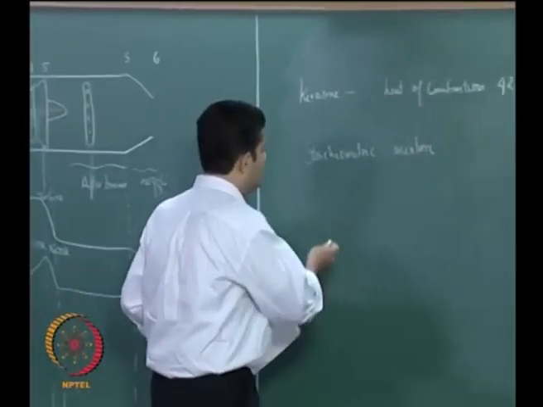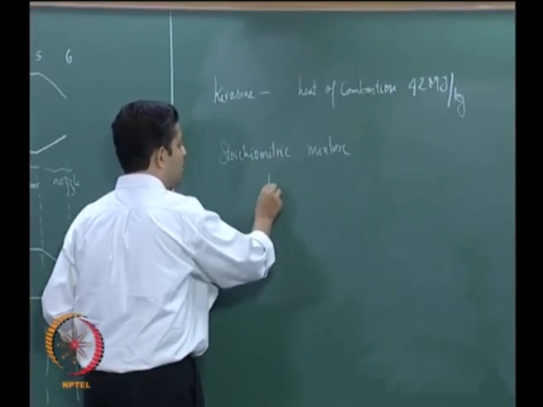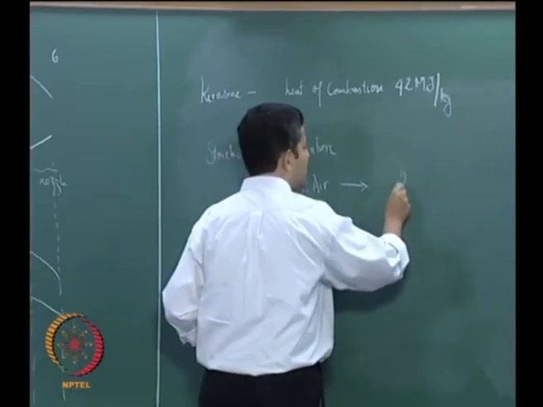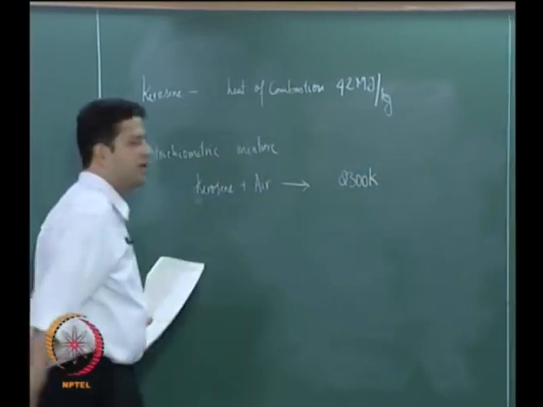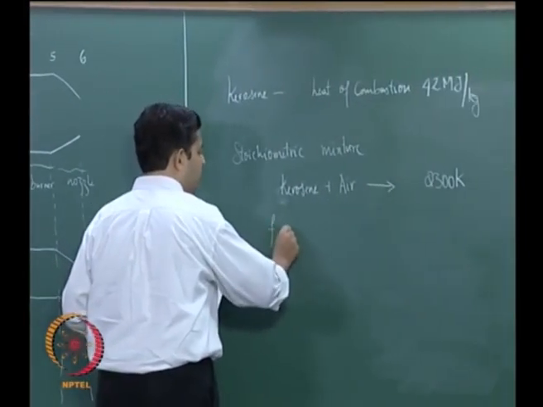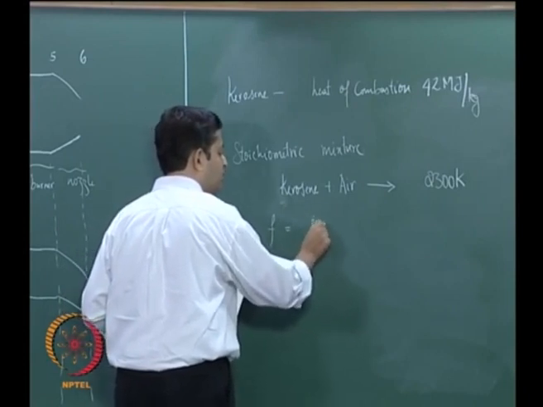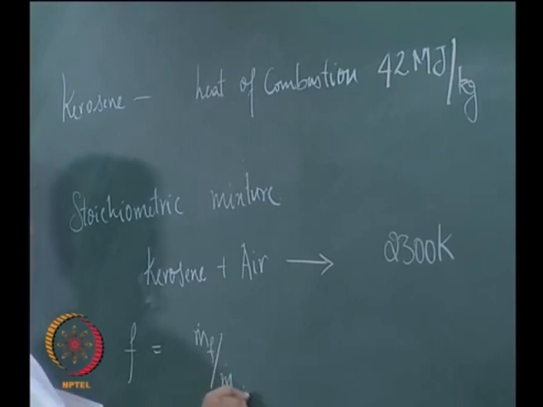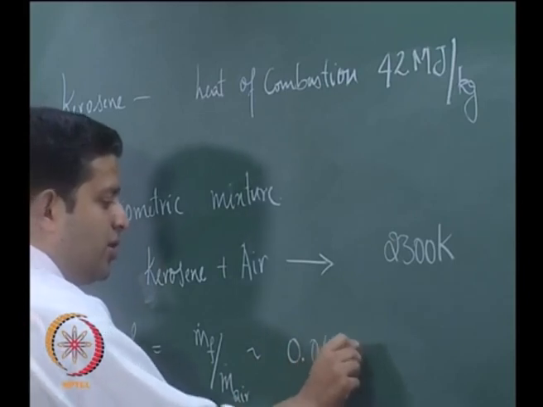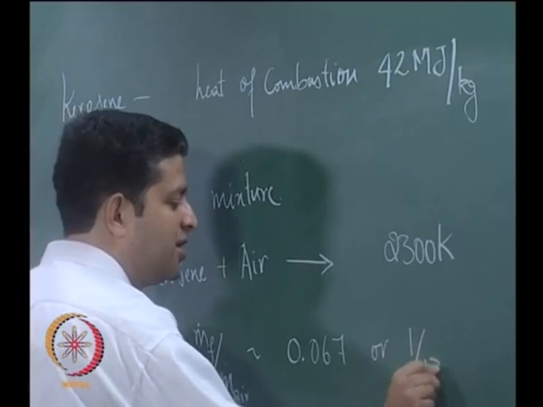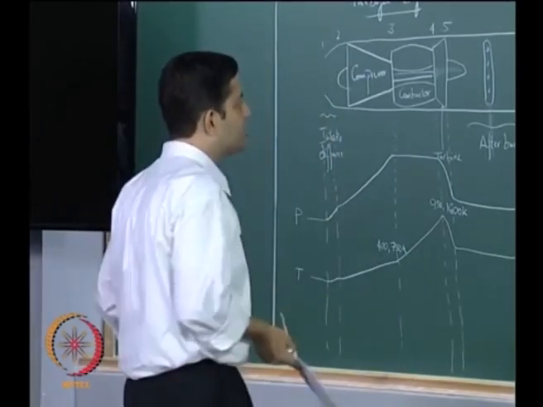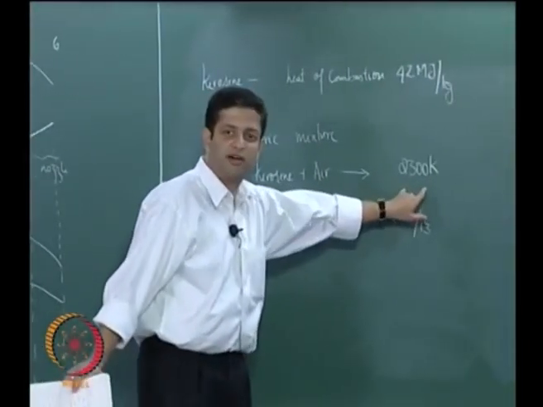If you use this for kerosene and air, if you use stoichiometric mixture, you get a temperature of around 2300 Kelvin. Okay. The stoichiometric ratio for this is F, which is nothing but mass flow rate of fuel divided by mass flow rate of air. This is around 0.067 or 1 by 13 for kerosene and air. So, if you have one part of fuel, you need 13 parts of air to completely burn it, and the temperature that you get at the end of the combustion process is somewhere around 2300 K.